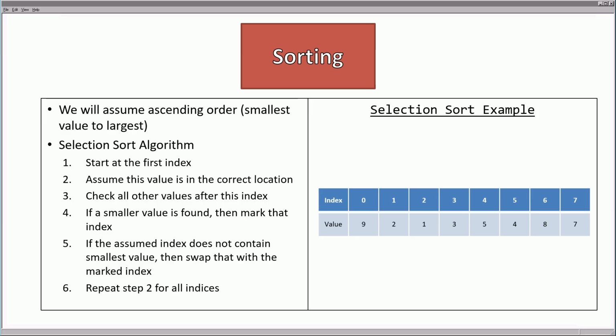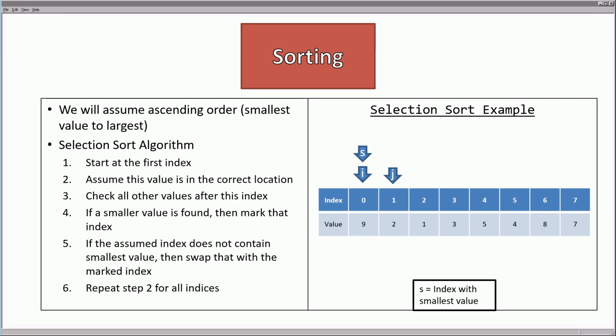Let's first introduce an algorithm called selection sort. The idea in selection sort is that, starting from the first index, you want to find the smallest value and make sure that that smallest value is in the first index. Then you move on to the next index and you look for the next smallest value, then the next smallest value, and so on until you're done.